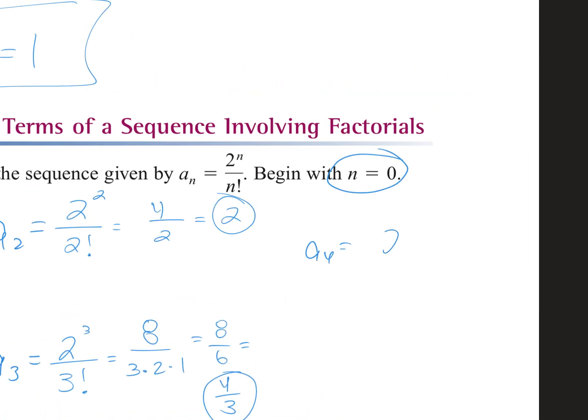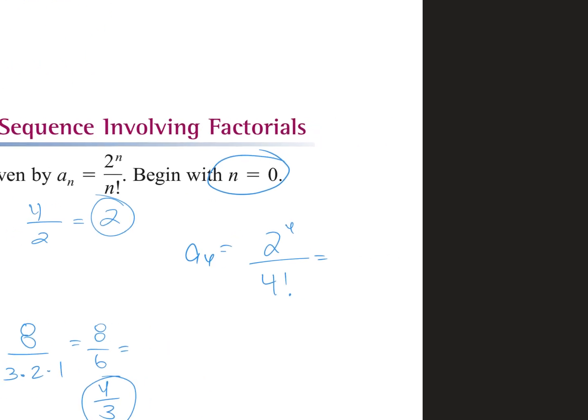Well, that just means I plug in 4 for all of my n's. So quickly, these numbers get a little bigger because factorial means multiply everything below it. So 2 to the fourth power is 16. And then 4 factorial means 4 times 3 times 2 times 1. Now, when the numbers get a lot larger, you can just multiply everything together. But again, if you don't have a calculator, things can get a little hairy.